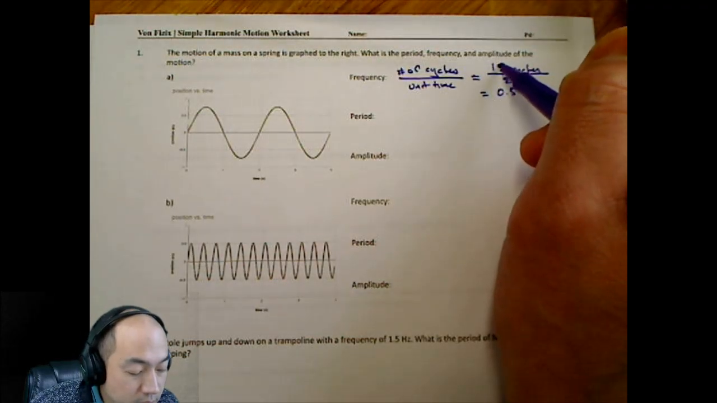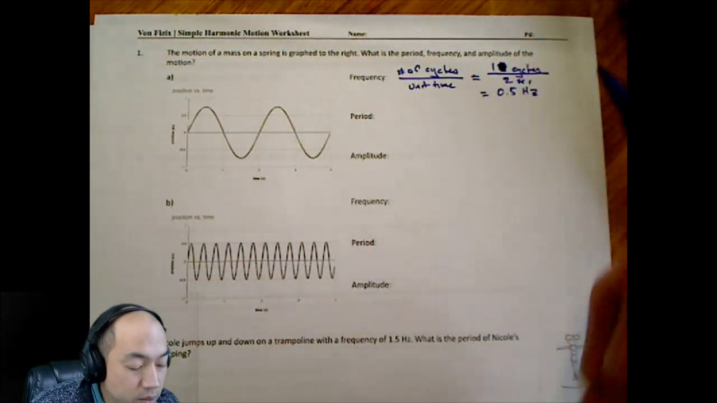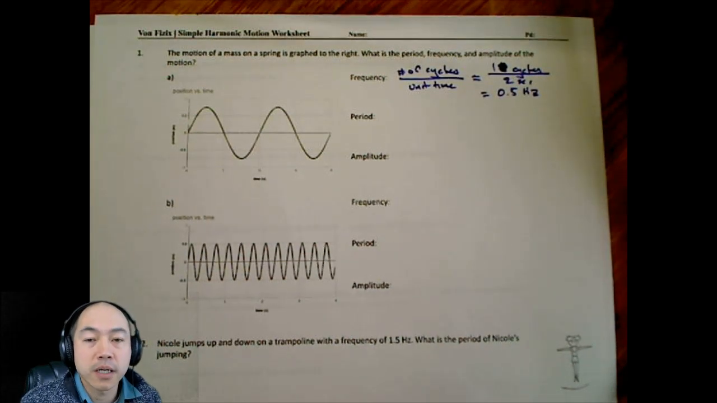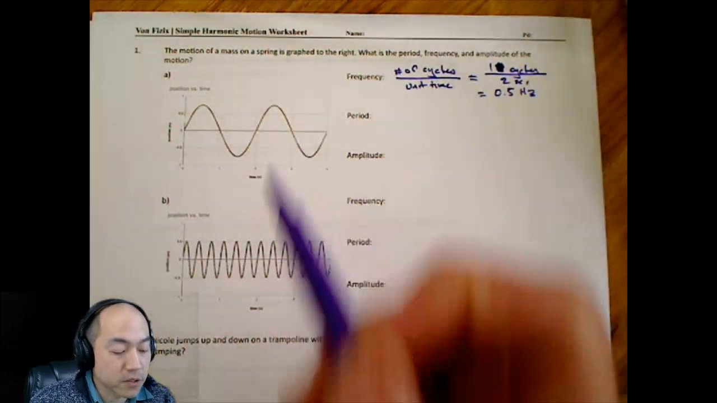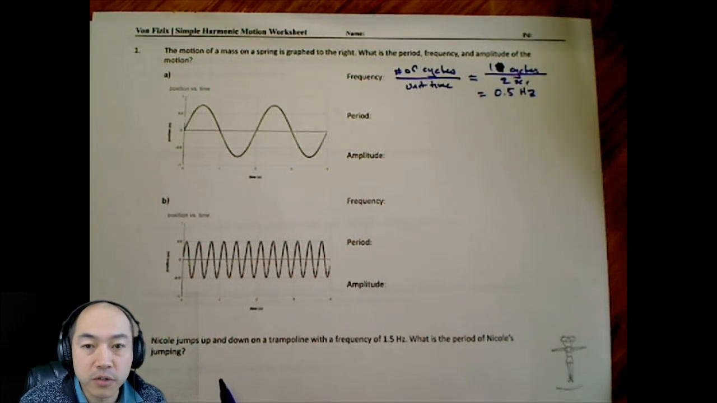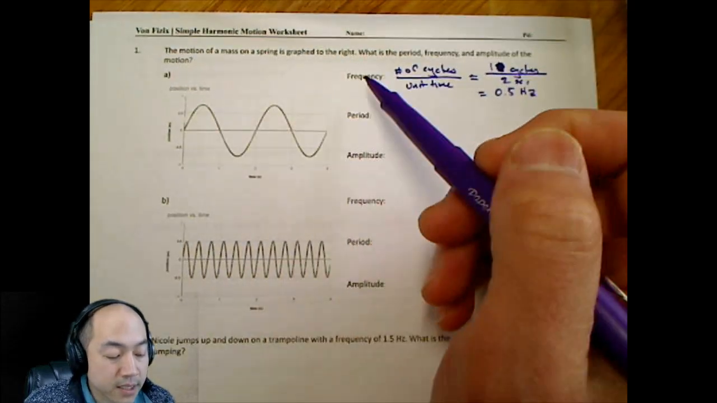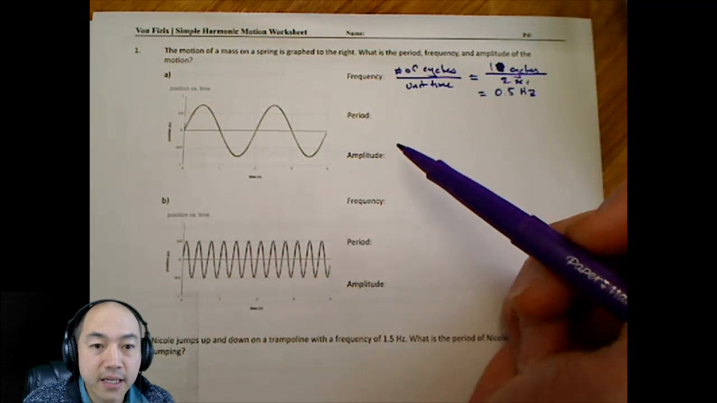So the first problem here is just to look at the motion here, the sine wave, and identify the frequency, the period, and the amplitude.